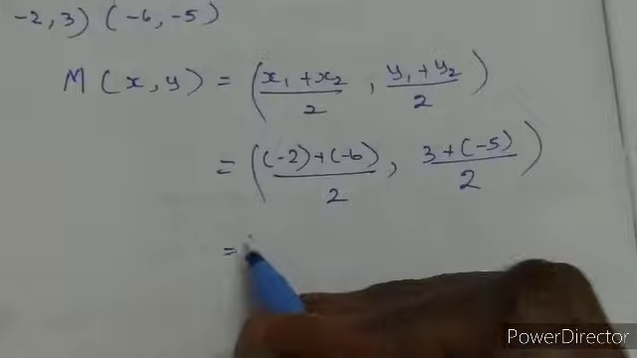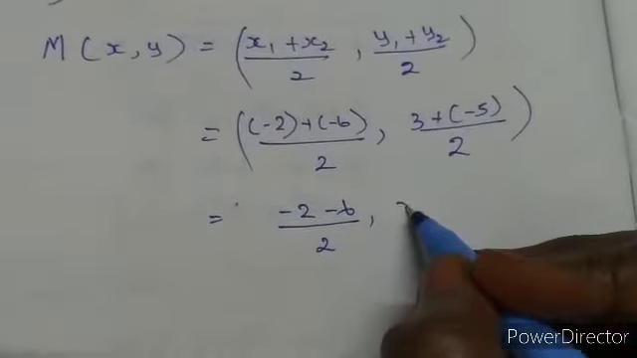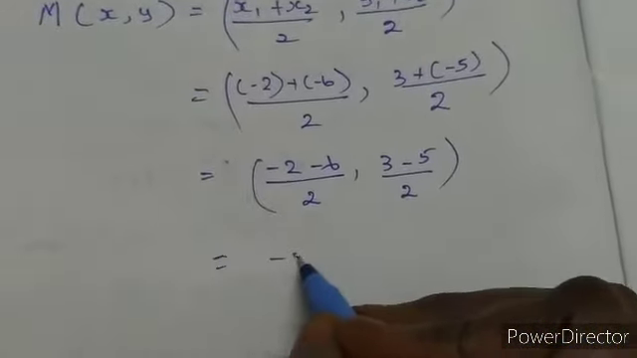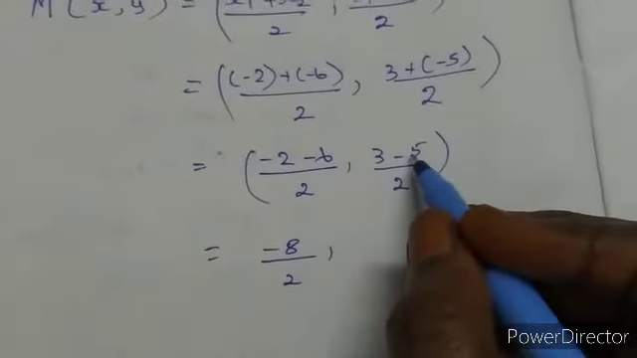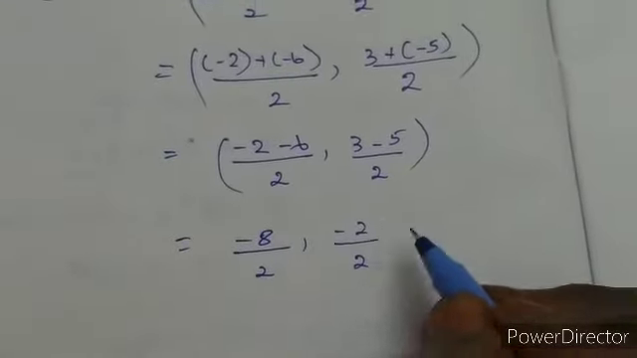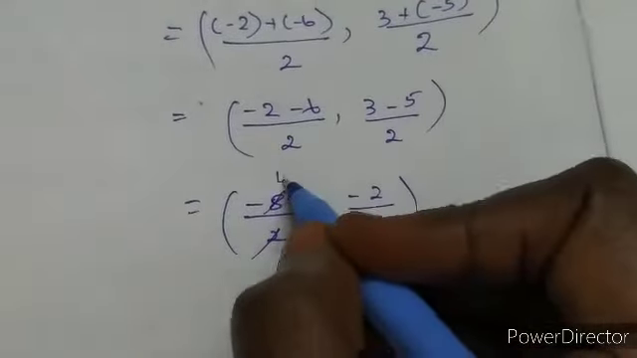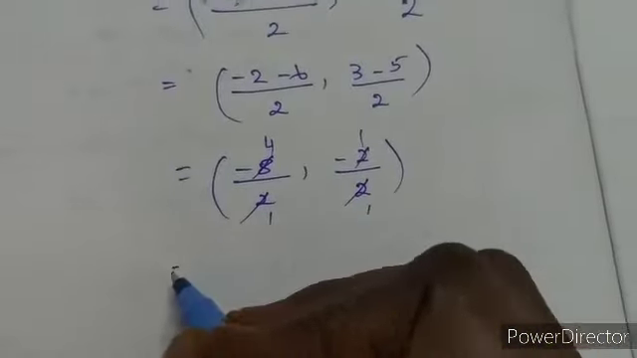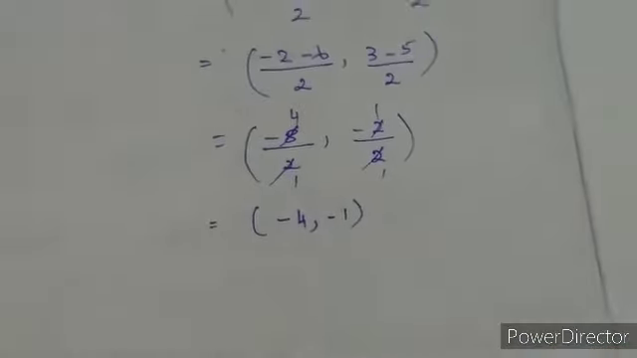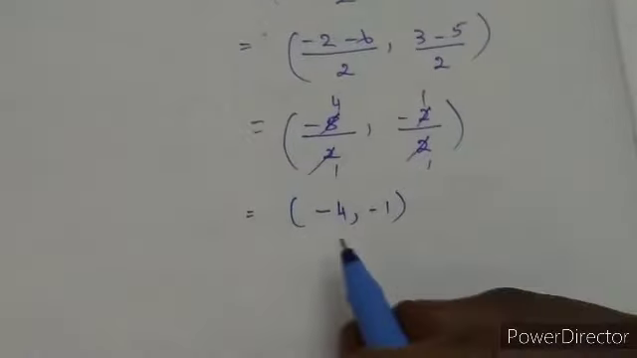Simplify the given values. -2 plus -6 divided by 2, 3 plus -5 divided by 2. Now -8 divided by 2, and 3 minus 5 is -2, divided by 2. Here you can do the cancellation. 2 ones are 2, 2 fours are 8. Now your midpoint is (-4, -1). Understand, students?